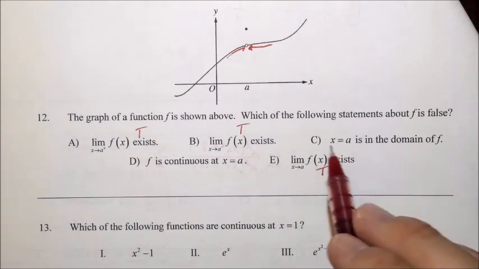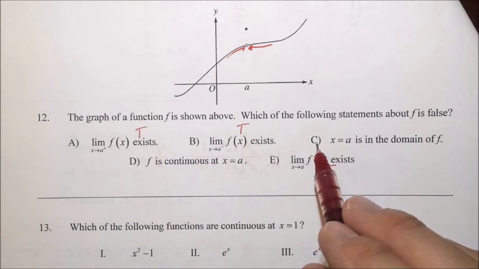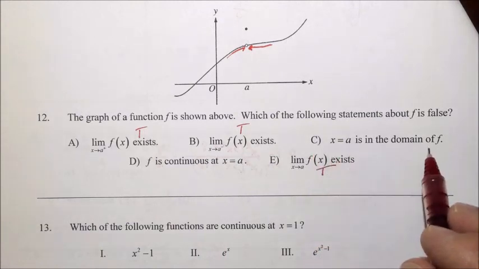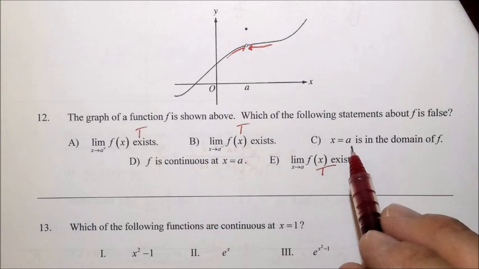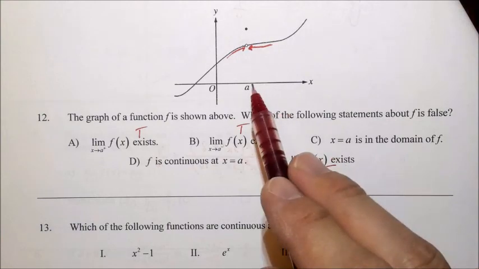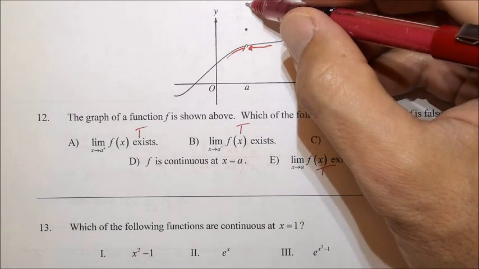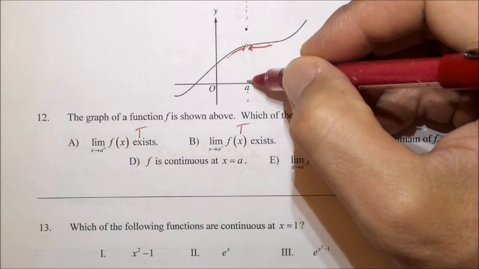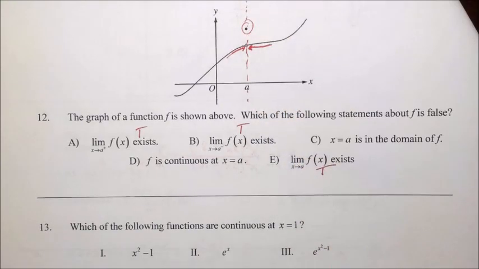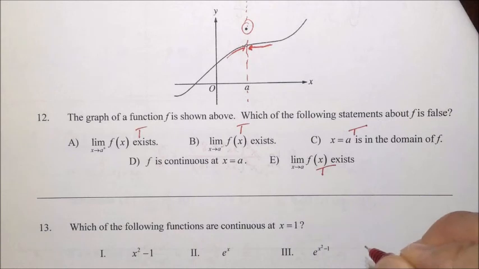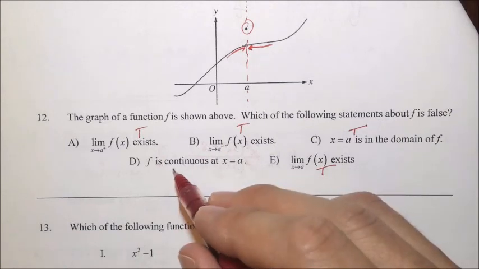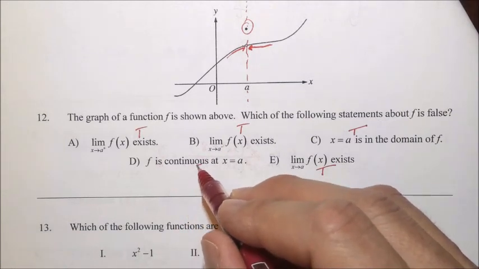Okay. Now we can head back to C. X equals a is in the domain of f. All right. Is there a point somewhere vertically where x is equal to a? So here's where x is equal to a. And yes, we certainly have a point there. That's true. So by the process of elimination, f is continuous at x equals a. That must be our false.